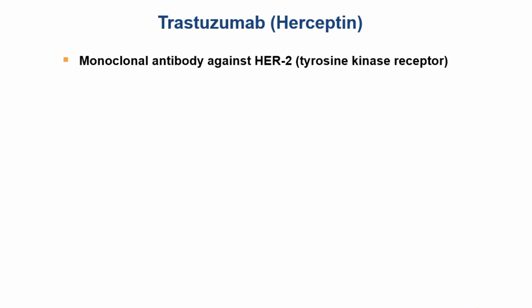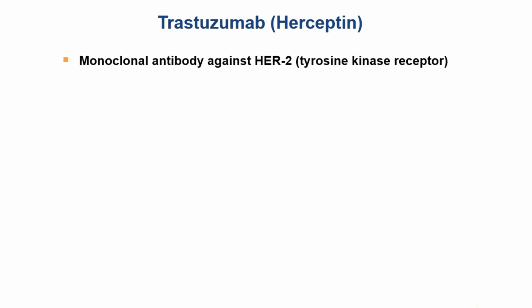Trastuzumab, or Herceptin, is a drug that doesn't just target rapidly dividing cells, it actually targets cancer cells with a specific mutation. Trastuzumab is effective in some kinds of breast cancer, and do you know what mutation is the target in this therapy? Well, certain breast cancers overexpress HER2, which stands for Human Epidermal Growth Factor Receptor 2, and is a tyrosine kinase receptor. Trastuzumab targets HER2 specifically and is effective in metastatic breast cancers that are HER2 positive.